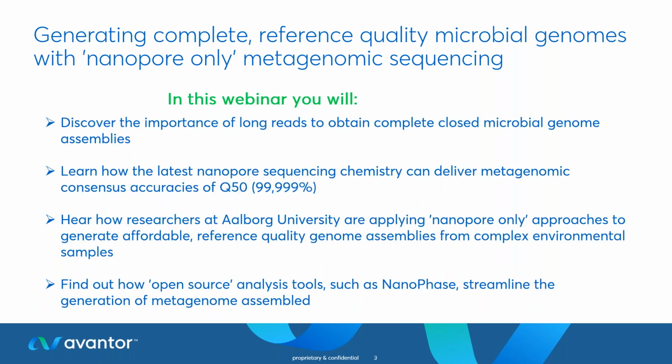Stephanie and Lei will discuss the importance of long reads to obtain complete closed microbial genome assemblies, the latest nanopore sequencing chemistry delivering metagenomic consensus accuracies of Q50, and also how researchers at Aalborg University are applying nanopore-only approaches to generate affordable reference quality genome assemblies from complex environmental samples. And you will hear also about open source analysis tools such as Nanophase to streamline the generation of metagenome assembled genomes.